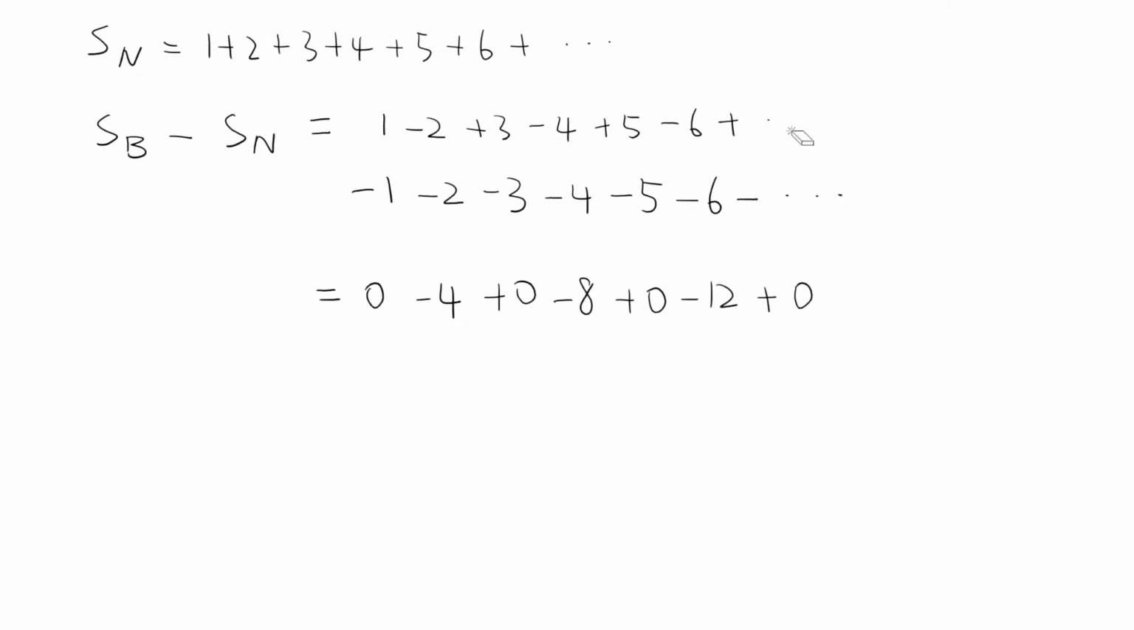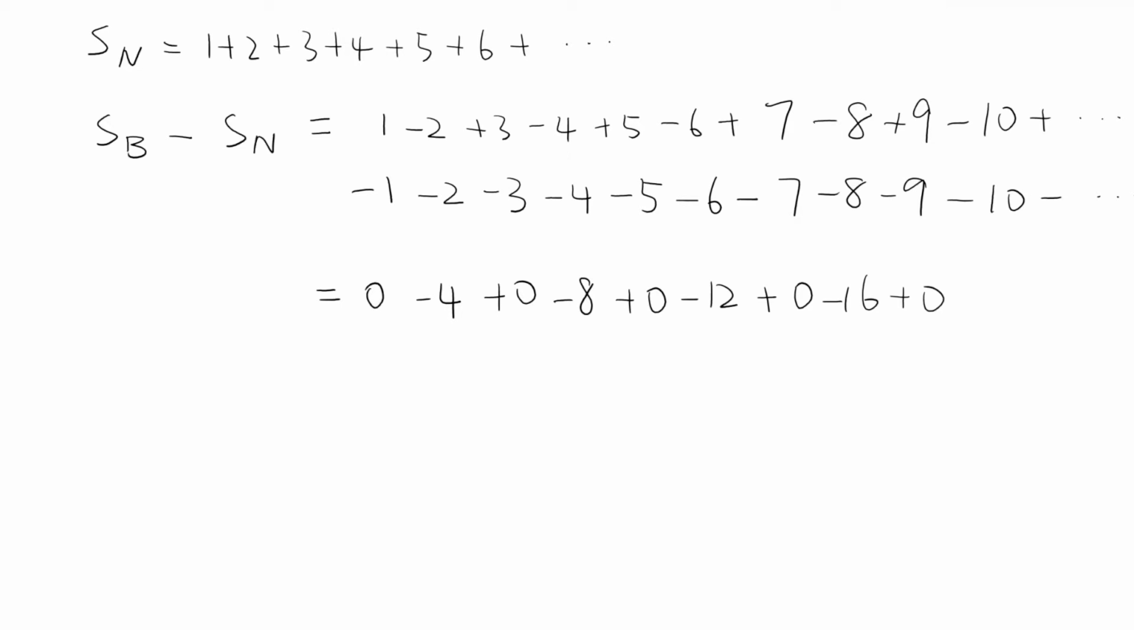Let's write a few more. So 7, minus 8, plus 9, minus 10. Okay, let's do until 10. So minus 8, minus 9, minus 10. Now the next term is minus 16, 0, minus 20. Are we seeing a pattern yet? We can just get rid of all the zeros. So that means we have minus 4, minus 8, minus 12, minus 16, minus 20 left.